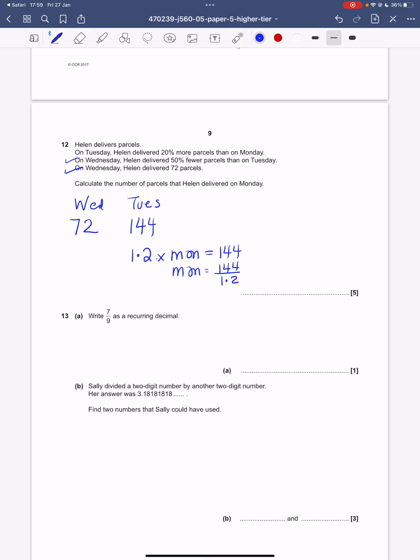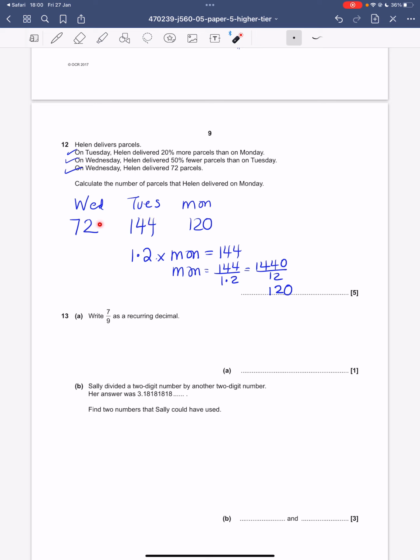Okay, multiply top and bottom by 10 to make the numbers a bit more manageable. And 144 divided by 4 is 12.0. Just going to check this. 120. I haven't worked these out before I begin. Right, so I think these are my numbers. On Tuesday, 20% more than on Monday. 20% of this, well, 10% is 12, so 20% is 24. 120 plus 24, 144. Fine.